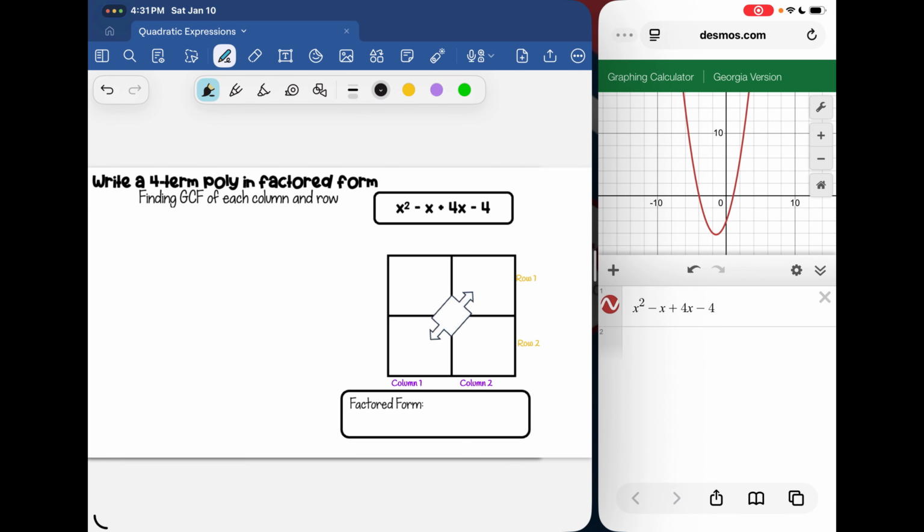All right, let's look at example 3. We have x squared minus x plus 4x minus 4. So what should we do first with our 4 terms? Like all the other examples, we're going to take our 4 terms and write them in each square. So we have x squared minus x plus 4x minus 4. And we want to see what will go on the outside of each box that will multiply to the inside of each square.